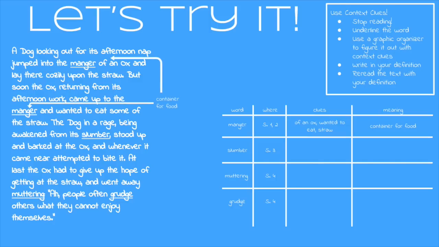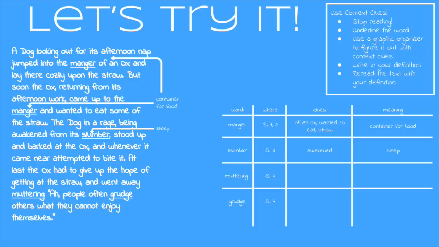Now we're ready to move on to the word slumber. Let's take a look at the clues here. There's really just one big one, awakened. The dog awakened from its slumber. When I awaken, I'm always asleep, so I would awaken from my sleep. Sleep is another word that means the same thing as slumber, it seems. So I'm going to write that in. And then I can write it over by the text as well. So slumber and sleep mean about the same thing here, it seems.